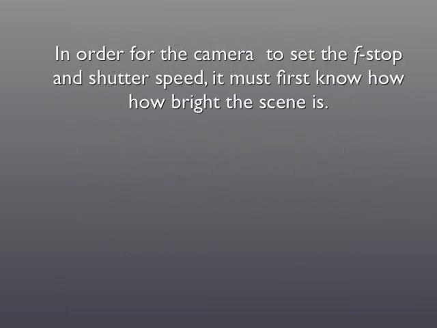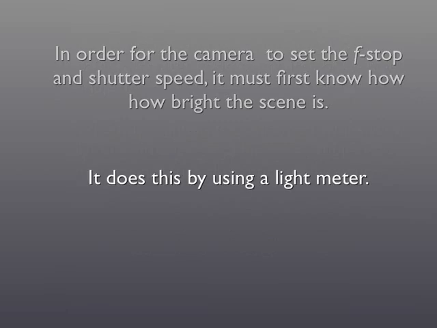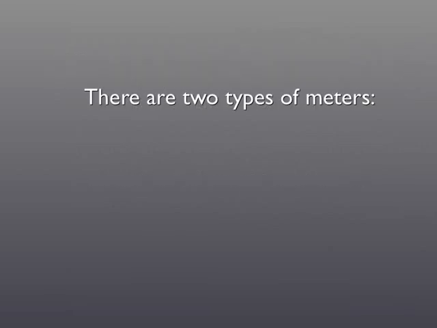In order for the camera to set the f-stop and shutter speed, it must first know how bright the scene is. And it does this by using a light meter. There's a couple types of meters that we can use. One's called an incident, and the other is called a reflected meter.